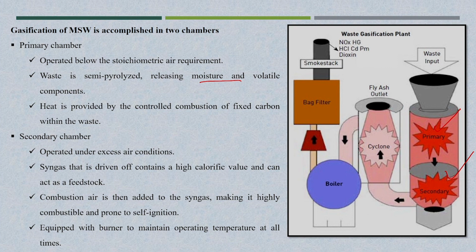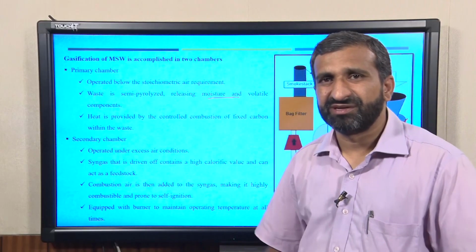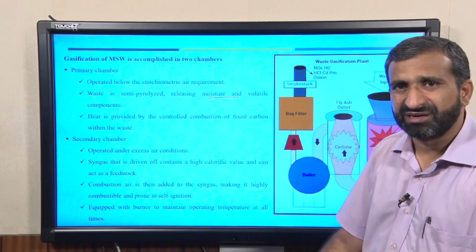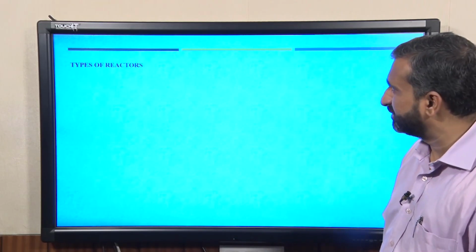Here a small amount of air is put into the primary chamber for the combustion process. The syngas that is driven off contains a high calorific value and can act as a feedstock. Okay. So, again it depends upon the design. Normally the gasifiers will have two chambers, a primary chamber followed by a secondary chamber.